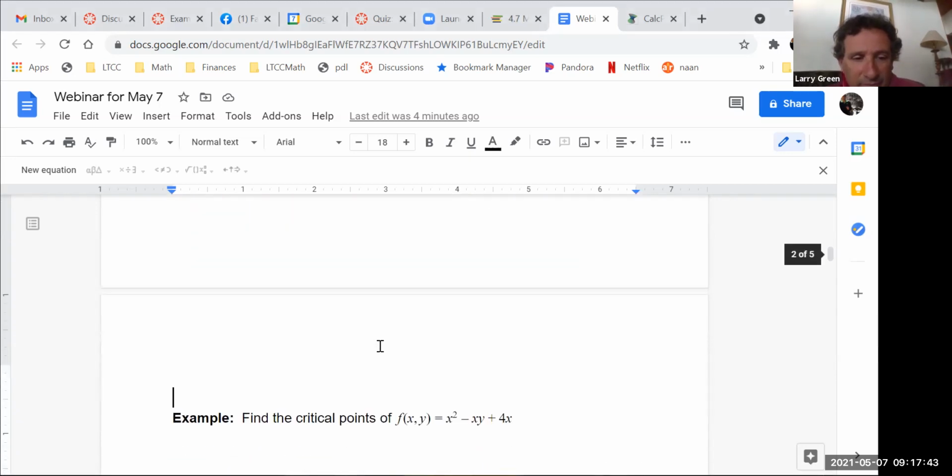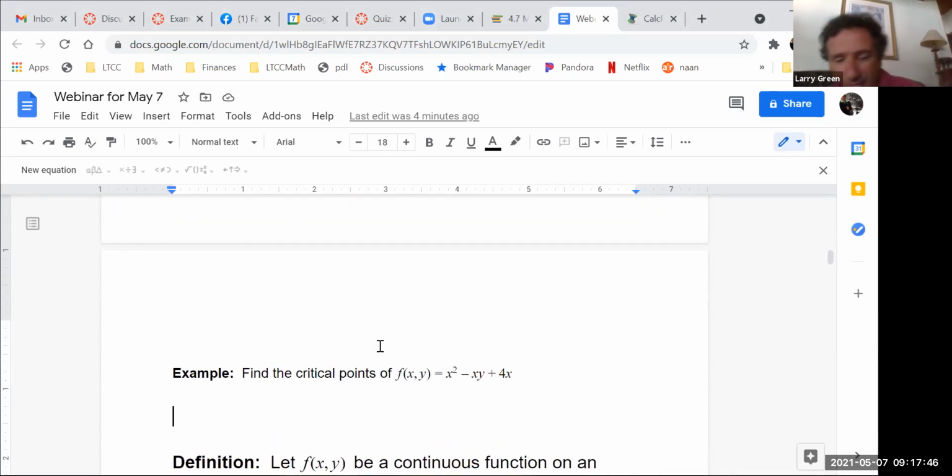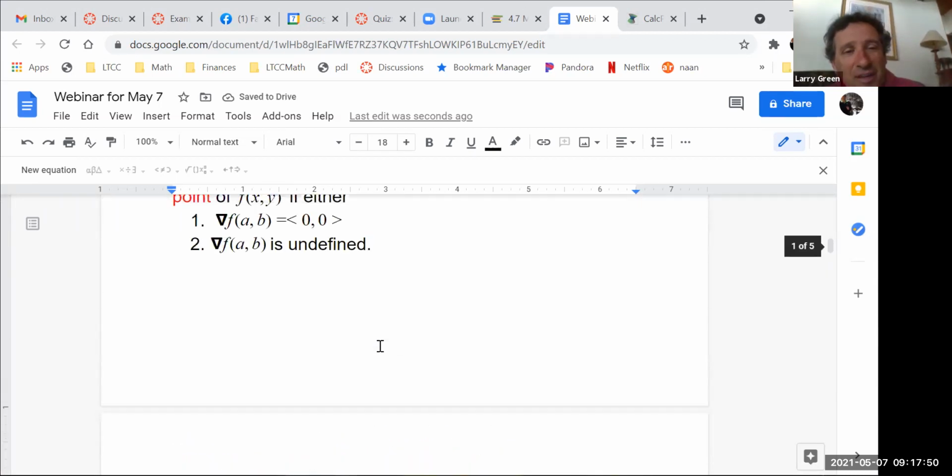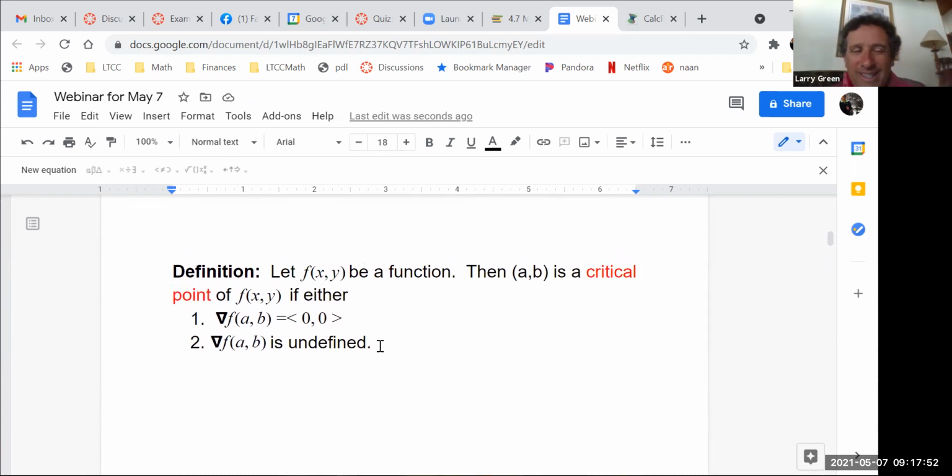Okay. So here's an example. And in fact, let me ask you something. What do you think is going to be the hard part of this definition? When you're asked to find the critical points, what do you think the hard part is? What's your guess?